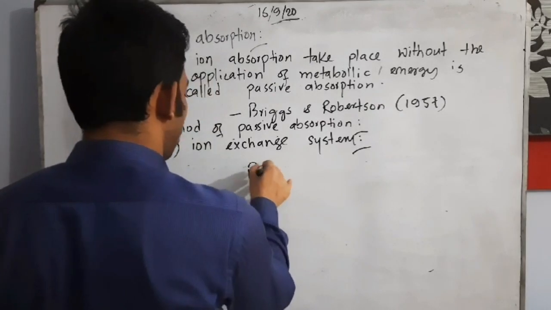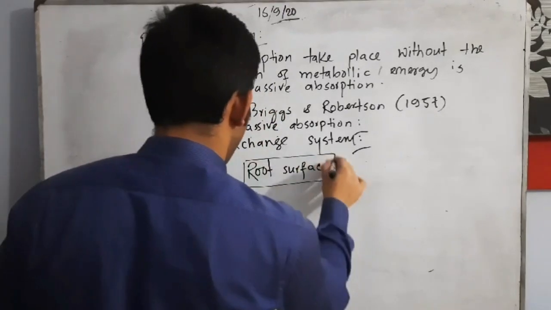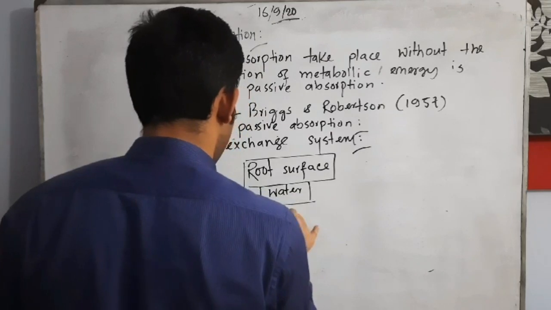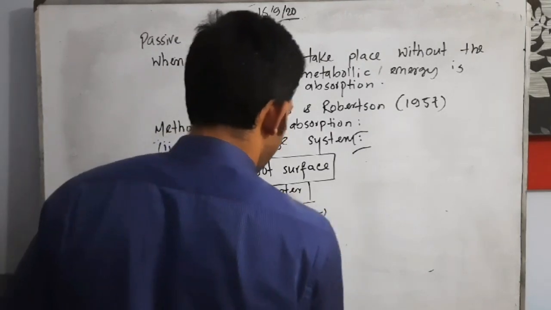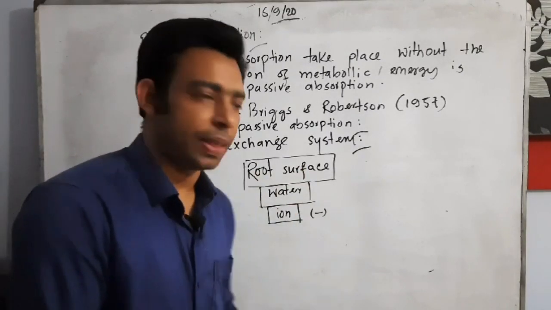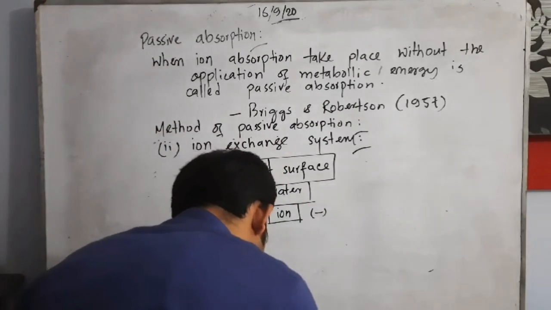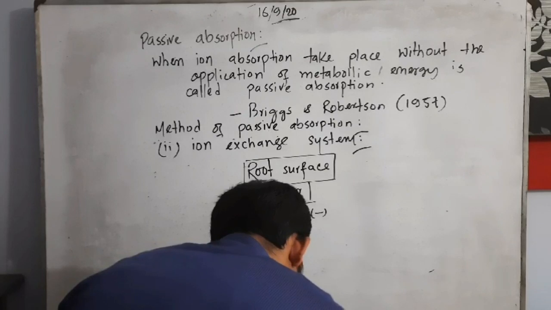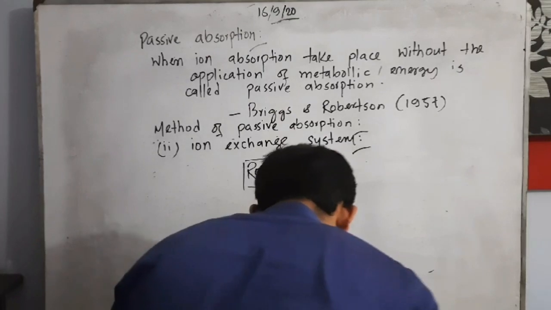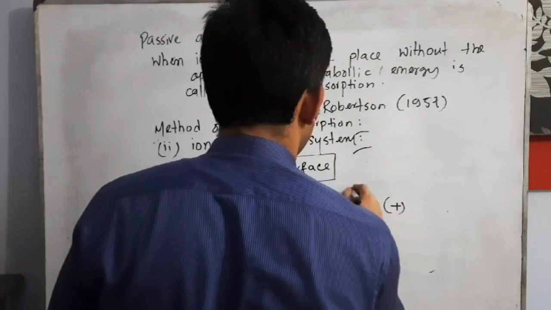Around the root surface, it is assumed that the water containing ions is negatively charged. The attraction between opposite charges is what matters here. So the positive charge has attraction.